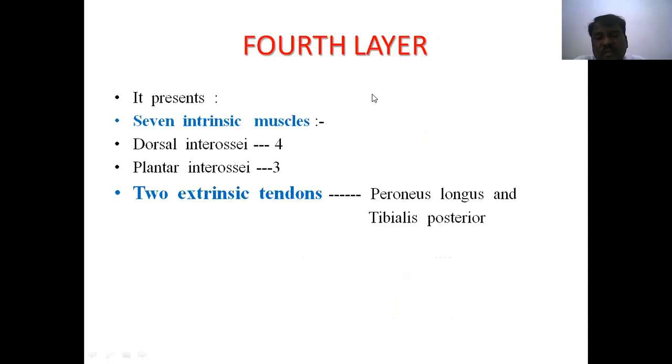The fourth layer has seven intrinsic muscles: dorsal four interossei and plantar three interossei. There are two extrinsic tendons, one is the peroneus longus and another is the tibialis posterior tendon. So in the fourth layer, we can identify the four dorsal interossei. These are the bipennate muscles. The plantar interossei are the unipennate muscles. And also two tendons, peroneus longus and tibialis posterior.